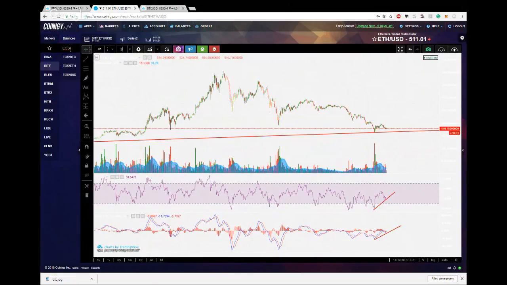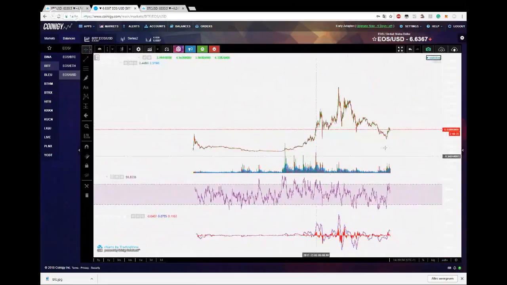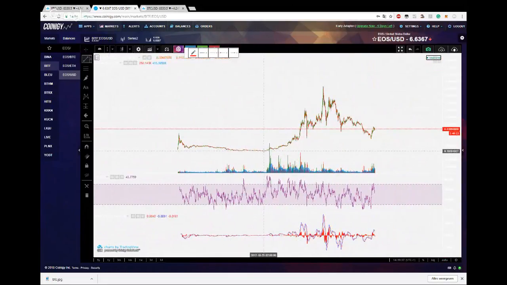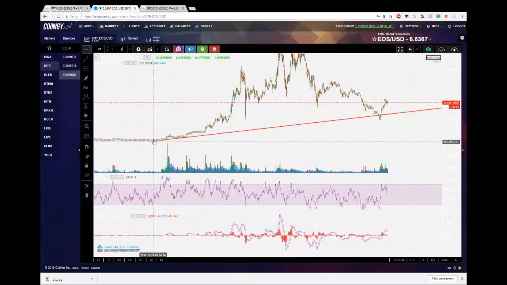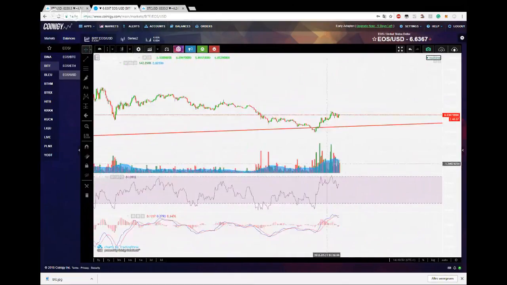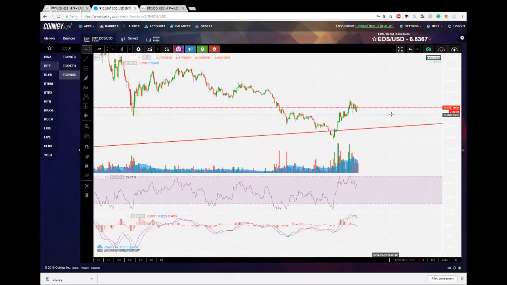Now onto EOS. It does not really get more beautiful than this. As you can see, here is our support. It did manage to break through, but once EOS did break through, it got heavily rejected. Just a quick second, I need to check something. Okay, so it got heavily rejected and it just skyrocketed here.